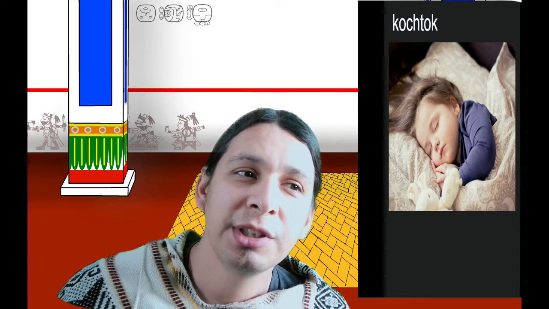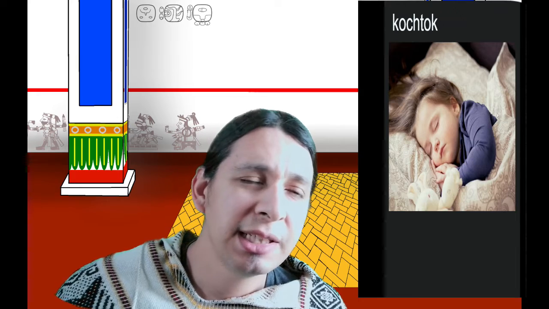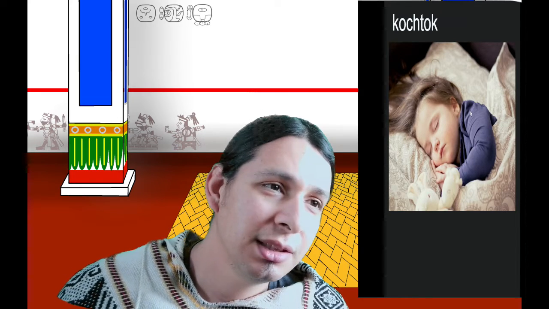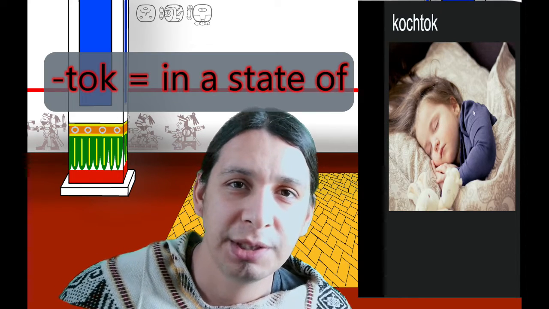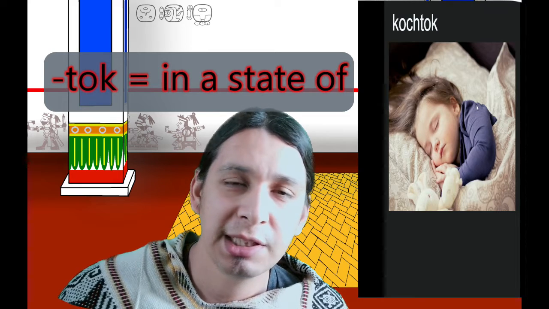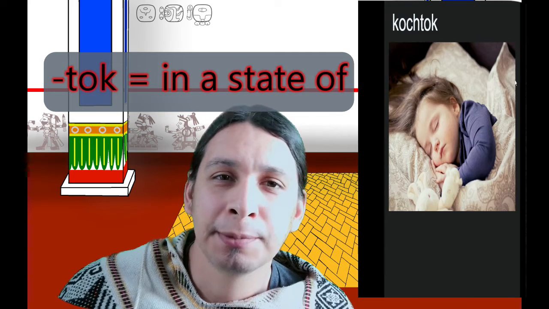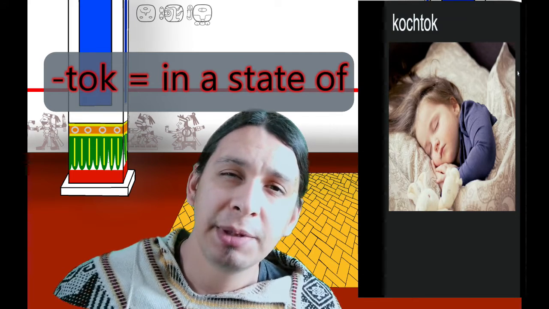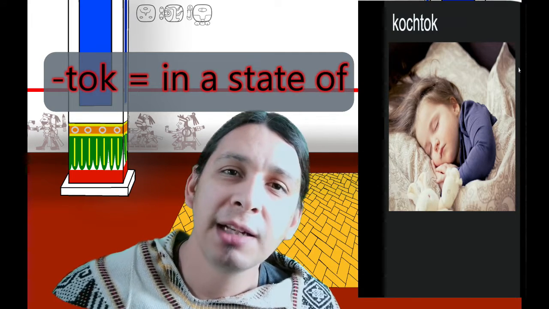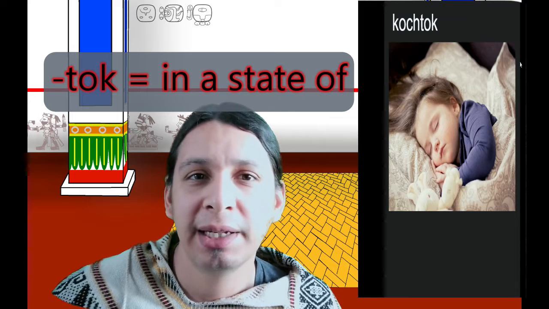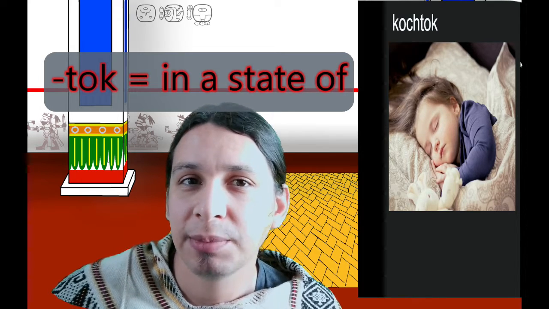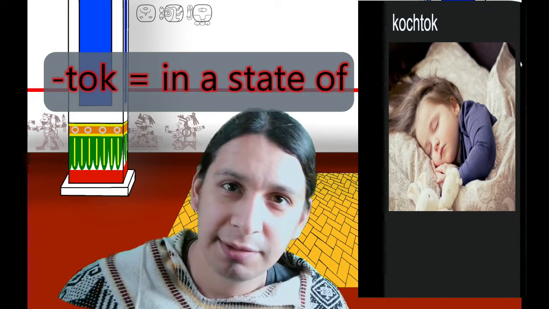For example, you don't usually say ni kochi, ni okichpil kochi. This boy sleeps. I could say that, but I'm just talking about something he does in general. But if I want to say he's sleeping right now, this kind of verb is an action that he's doing right now. It would be a stative verb because he's in a state of doing this activity.